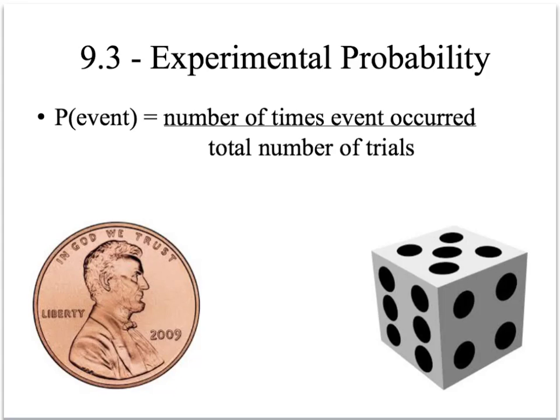Alright, section 9.3 is experimental probability. It is actually doing something. We've talked about theoretical, what maybe it should be, but this is actually doing it. As it says here, the number of times an event occurred divided by the actual total number of trials. Examples here of flipping a coin, rolling a dice, how many times does one come up? How many times does heads come up on the flipping of the coin? It is actually doing it and seeing what you actually get when you do the trial of whatever you're trying.